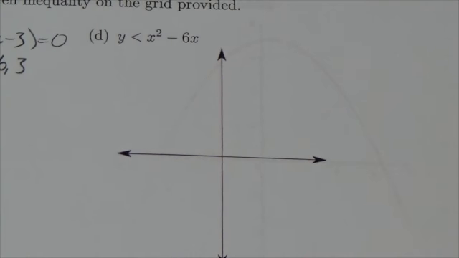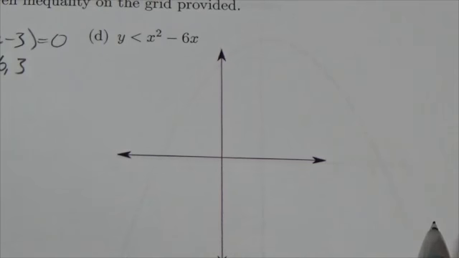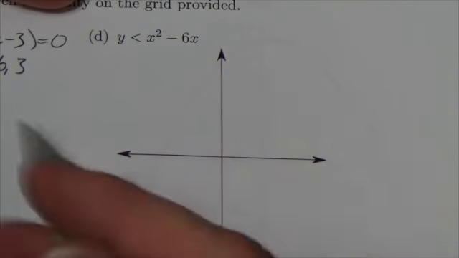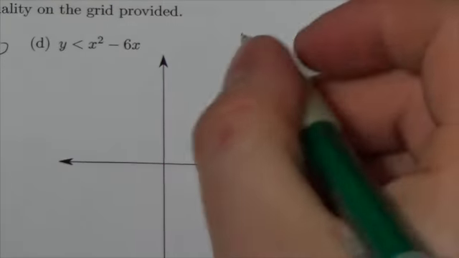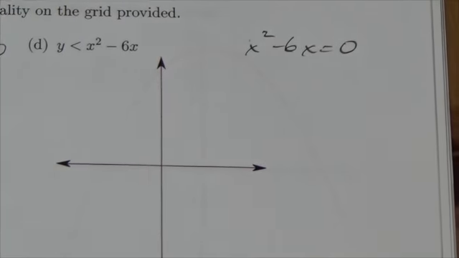Okay, 18D. y is less than x squared minus 6x. Once again, I'm going to focus my attention here on using the x-intercepts to get myself a bit of an idea what the grid looks like. So I'm looking for where x squared minus 6x is equal to 0.